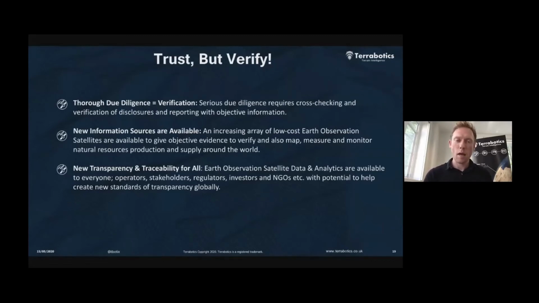and it can be used, and it increasingly is being used, to create new levels of transparency and traceability for all, and help everybody up their game and raise the bar for the industry. So I will stop there. Thank you very much for listening, and happy to take any questions.